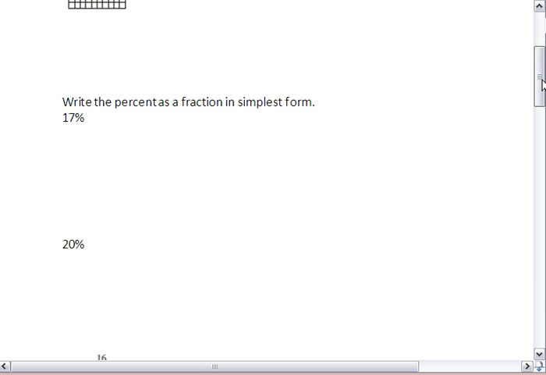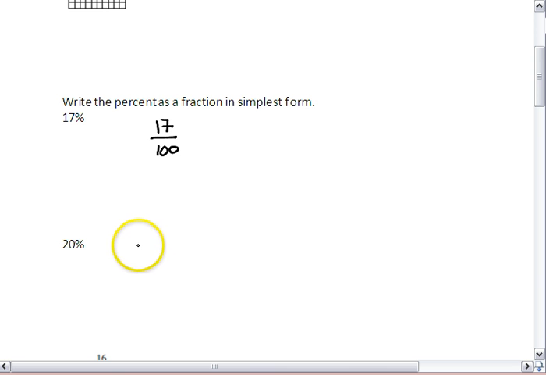Let's look at these. Sometimes you want to take a percent and turn it into a fraction. Again, a percent is per 100. So 17% would be 17 over 100. Now we can't simplify this one, so we're going to leave it as it is, just 17 over 100. All right, let's look at the next one.